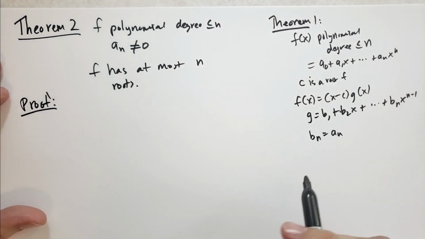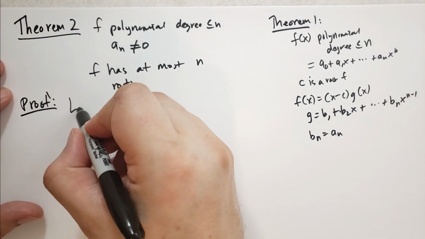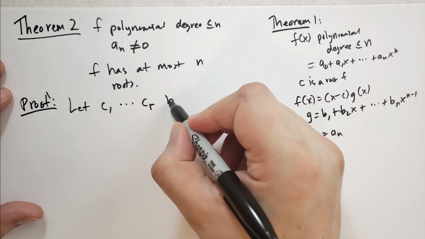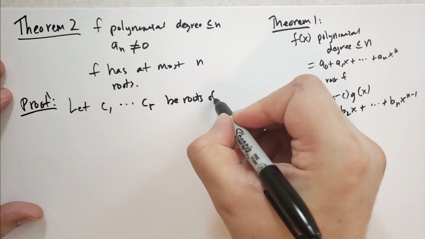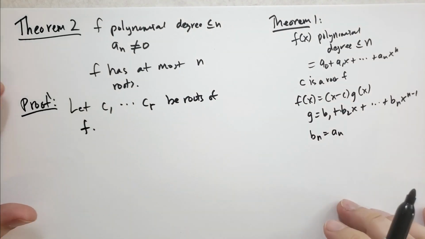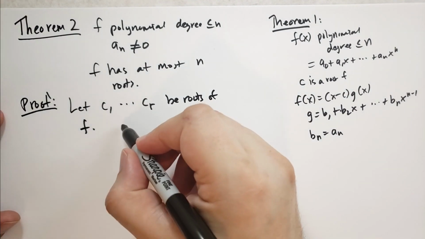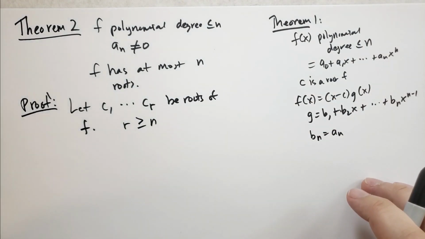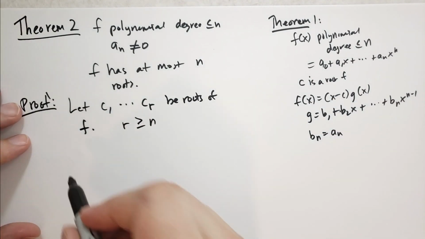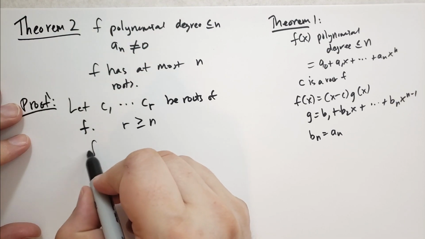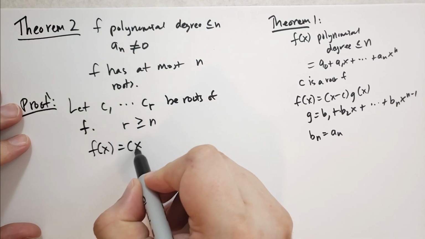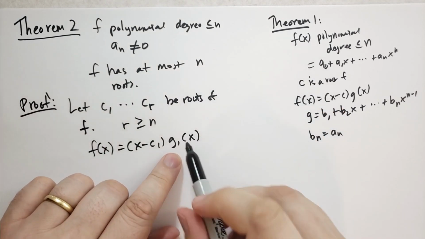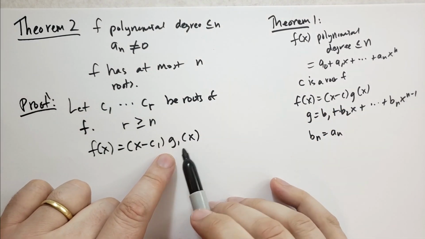So the proof is we are going to let c1 dot dot dot all the way up to cr be roots. And we're going to say that r could be greater than or equal to n. So we know that we can rewrite f of x. We're going to rewrite it this way. f of x is equal to x minus c1 times g1 of x. So g1 is the first of these second functions that we introduce.